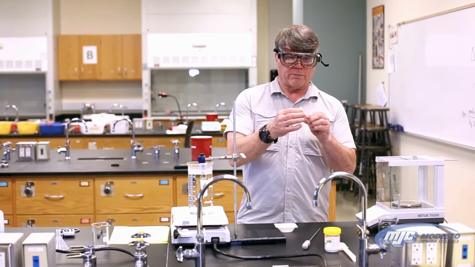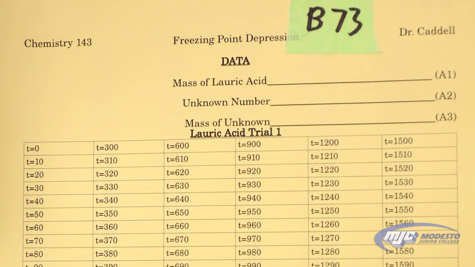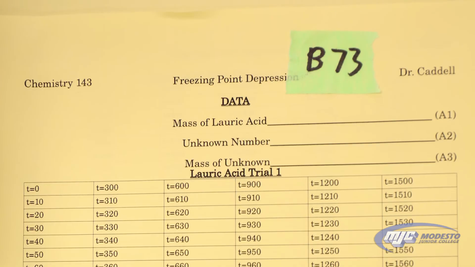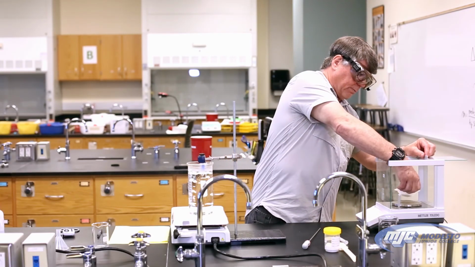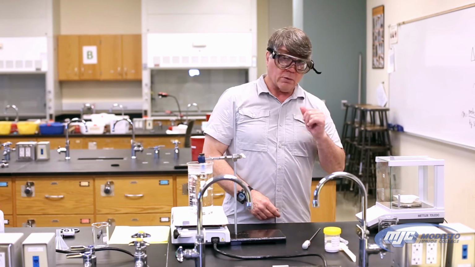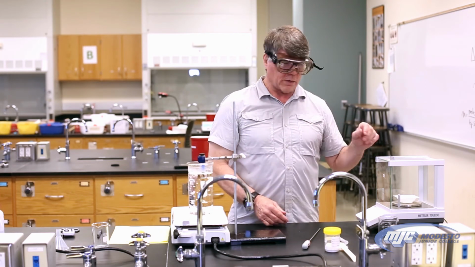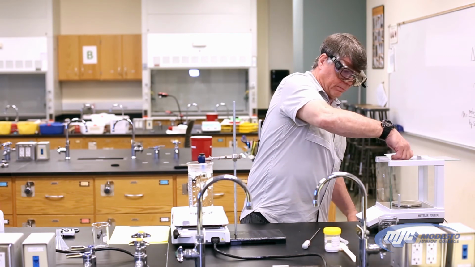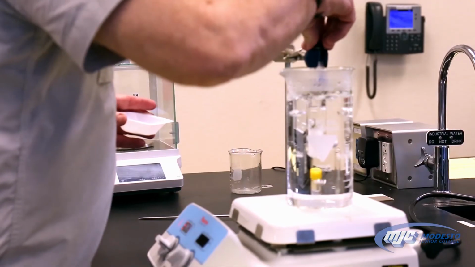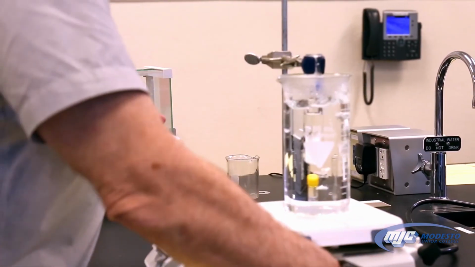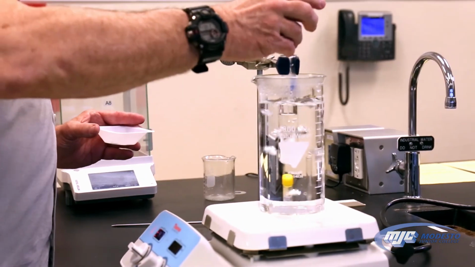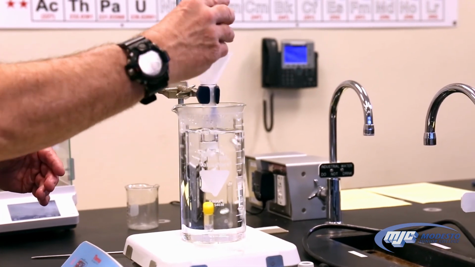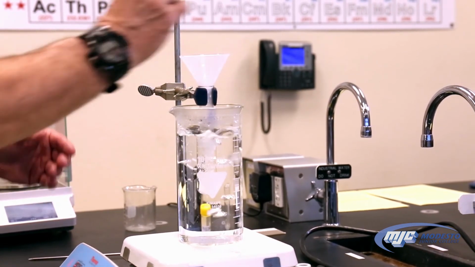Take our unknown number off of our test tube that our unknown came in, and just tape it in our data table. If you have an unknown number, it will be a 2 for you. Put this guy back on the balance, close the doors. That number is the mass of the solute, which is the mass of the unknown. That's going to be A3. Take it out. Using a funnel, we're going to add it to our test tube with our lauric acid in it. It doesn't matter that it's not melted all yet. It's all in there.